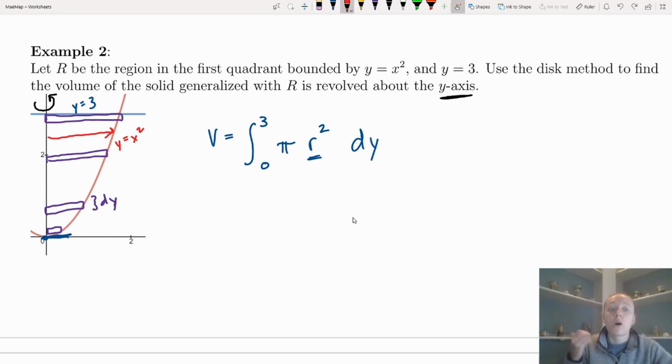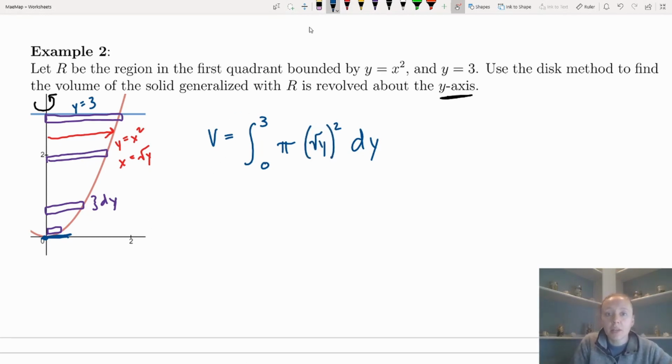But when we integrate, we don't want that in terms of x, we want it in terms of y. So what we're going to do is solve for x and plug that function in for our radius. So y equals x squared, that's really going to be that x equals the square root of y. And since we're only working in that first quadrant, as stated in our problem, we're only dealing with that positive square root of y. So I'm just going to replace our radius with the square root of y.